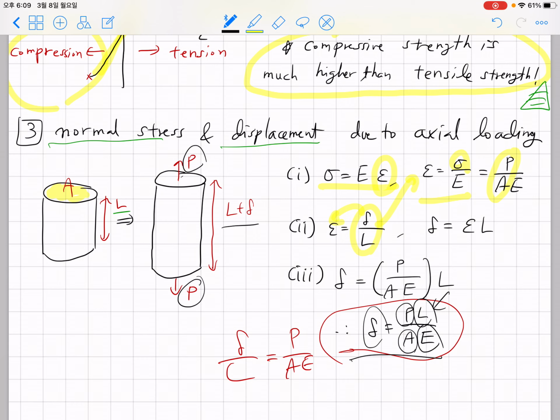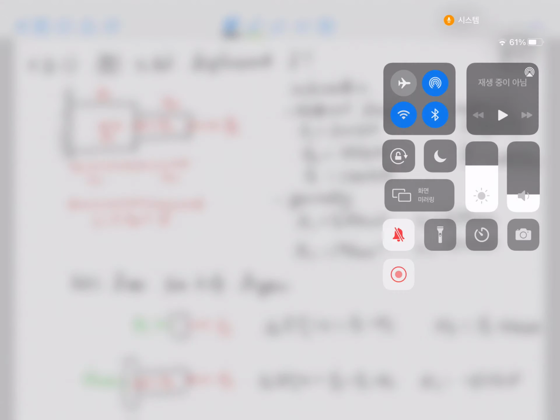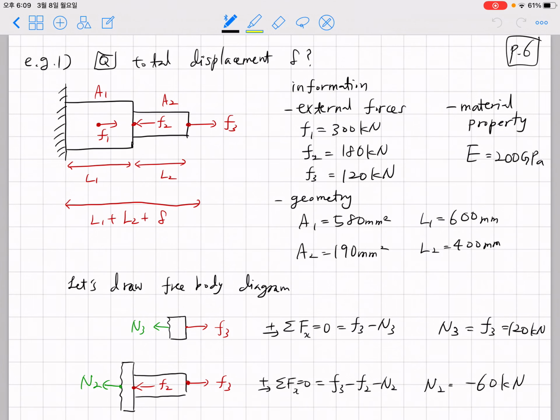And I think some of you may have seen this expression back in freshman physics 2. This is the relationship between displacement and force, represented by the material property Young's modulus and the geometrical information, length and area. Using this kind of simple analysis, you can draw a free body diagram and try to predict the displacement.